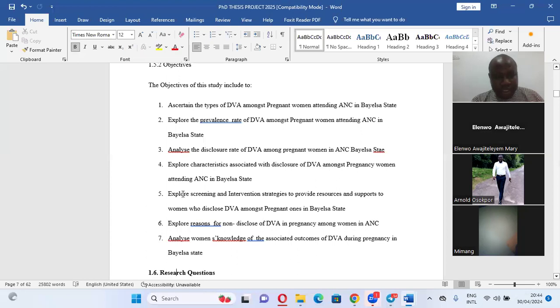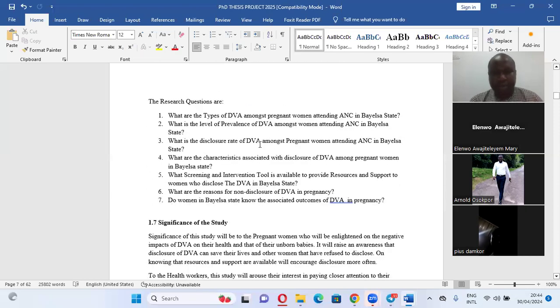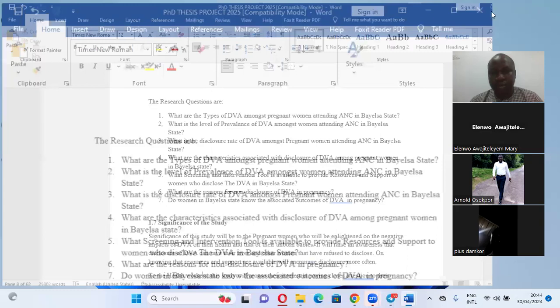Objective 5 is qualitative also. 6 is qualitative. Now look at 7. Analyze women knowledge. That is quantitative. All right, that is quantitative. You can now differentiate between qualitative and quantitative. Now, let's see. Did this person have hypothesis? No, no hypothesis. All right, so let's look at the second work.